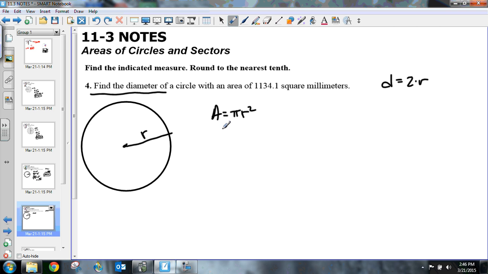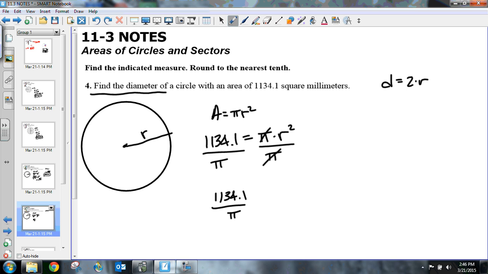So my area is 1,134.1, and I'm going to set that equal to pi times my radius squared. So same way we just did the other one. I'm going to divide this by pi, and I don't want to find a decimal for this yet. The pi's divide out. So I get that 1,134.1 divided by pi is equal to r squared.